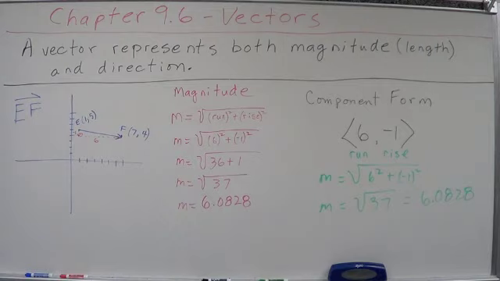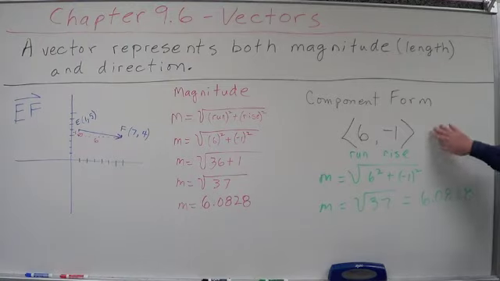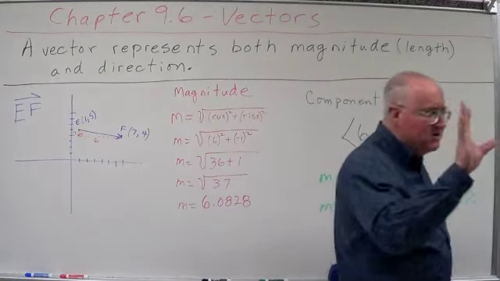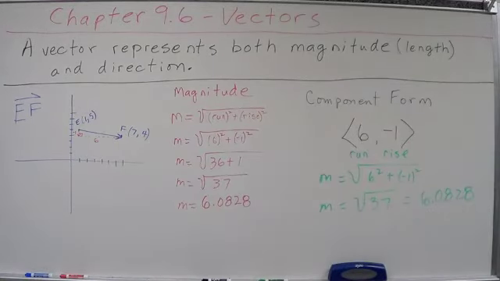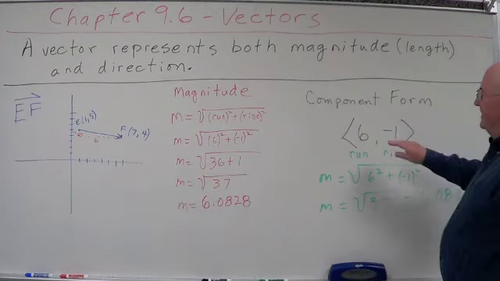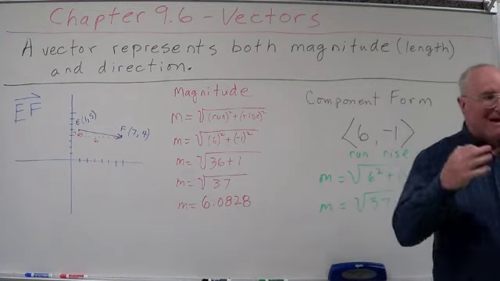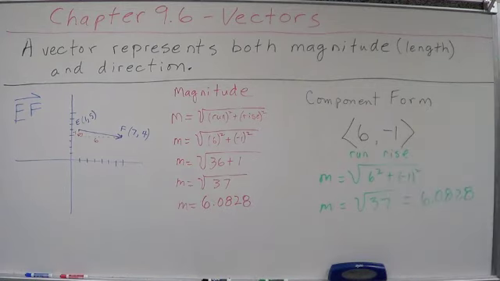What's the difference between component form and standard form? It looks the same. Component form just says we know that this original vector really wasn't at the origin. We moved the coordinate grid so the tail would be at the origin. And this is what it looks like if it were to start at the origin. So that's how we determine the magnitude part of this two-dimensional vector.